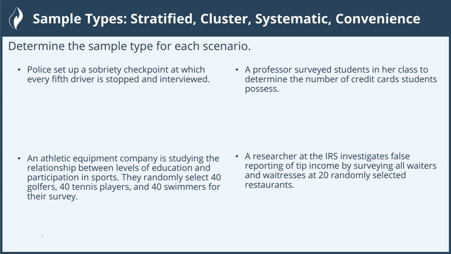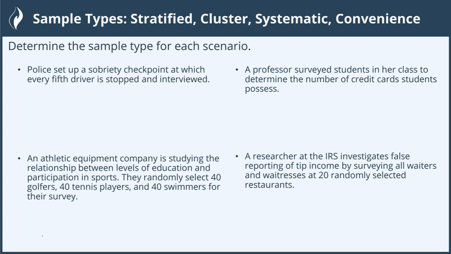There are several different methods to obtain a sample. Let's take a look at different scenarios and how they match up to either stratified, cluster, systematic, or convenience sampling. In the first situation, police have set up a sobriety checkpoint. Every fifth driver comes through and is stopped and interviewed.